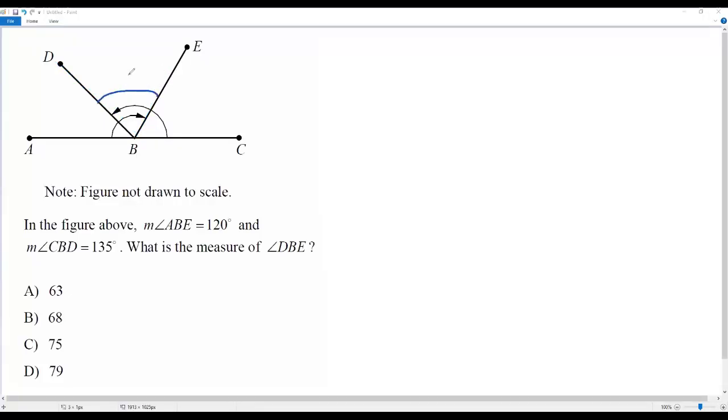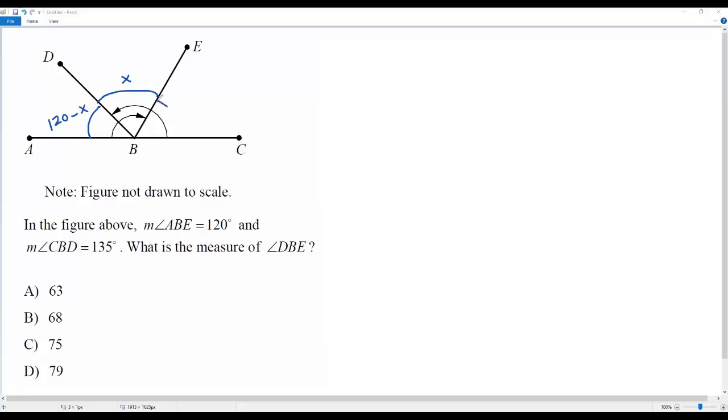Okay, I assume the measure of angle DBE, I mean the required angle measure, is X. Already we know that the measure of angle ABE is 120 degrees. Then what must be the angle measure over here? It's very simple. From this 120 degree angle measure, I have to subtract X to get the measure of angle ABD. So the measure of angle ABD is 120 minus X.